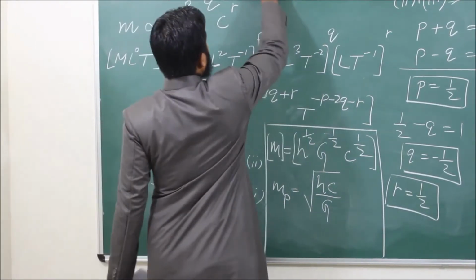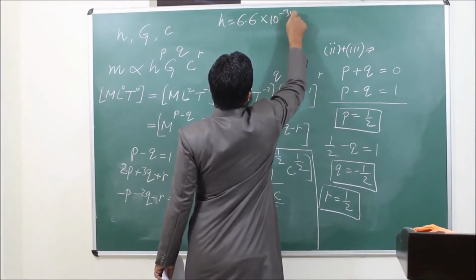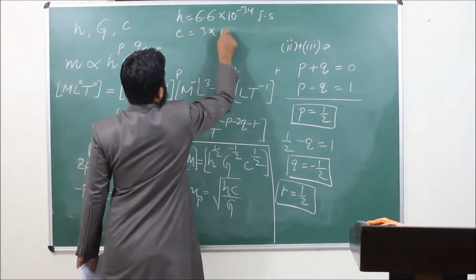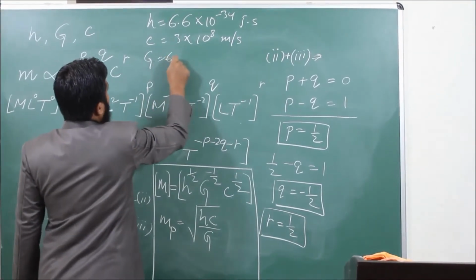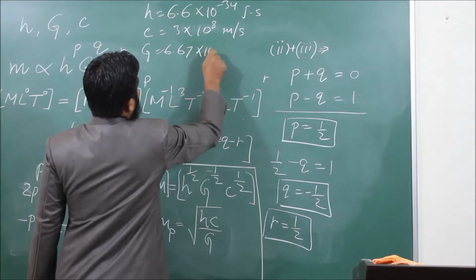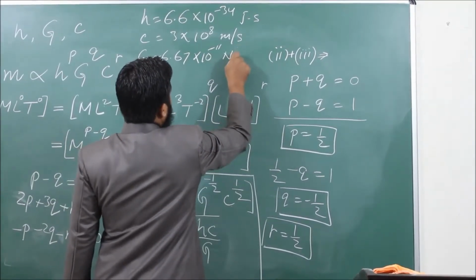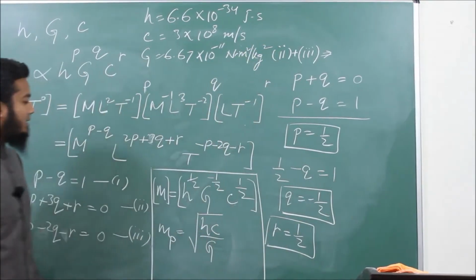Let me write the values. H is 6.6 into 10 raised to the power minus 34 joule second. C has a value 3 into 10 raised to the power of 8 meter per second, and capital G has a value 6.67 into 10 raised to the power minus 11, and the unit is Newton meter square per kilogram square. We discussed it last time.